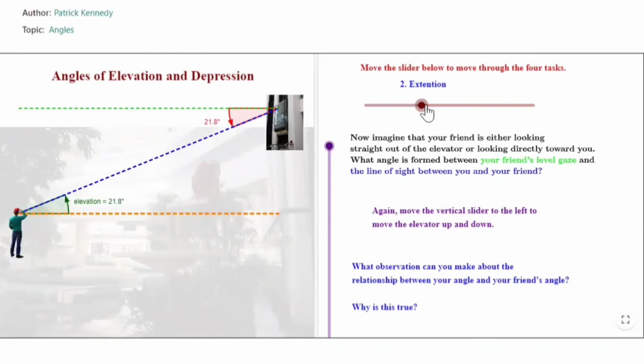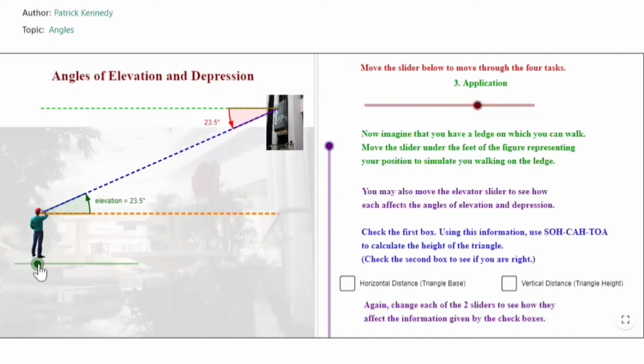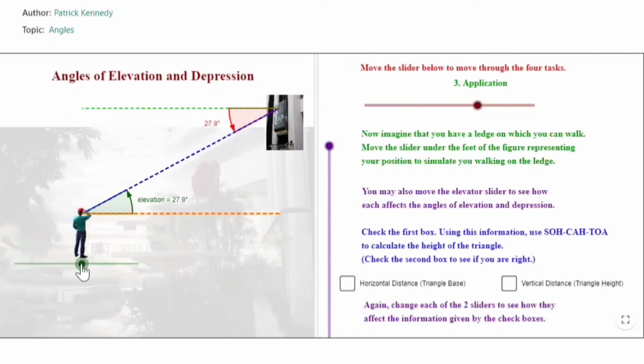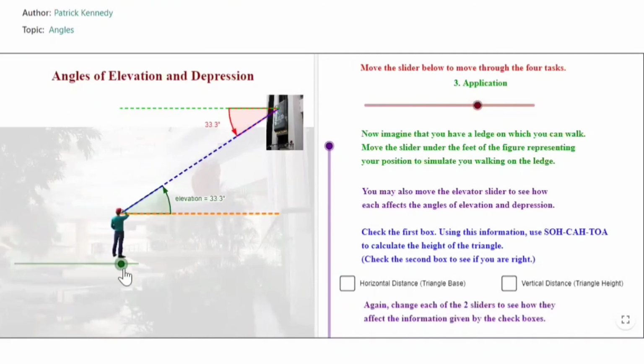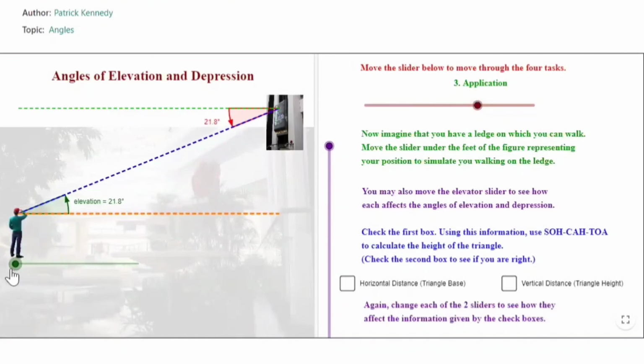Let us take the third case. Now, this is the observer and this is the one being observed. If I take both the cases, if he is moving towards the point being observed, you can see that the angle of elevation is increasing. And if he is moving away from the person, the angle of elevation is reducing.